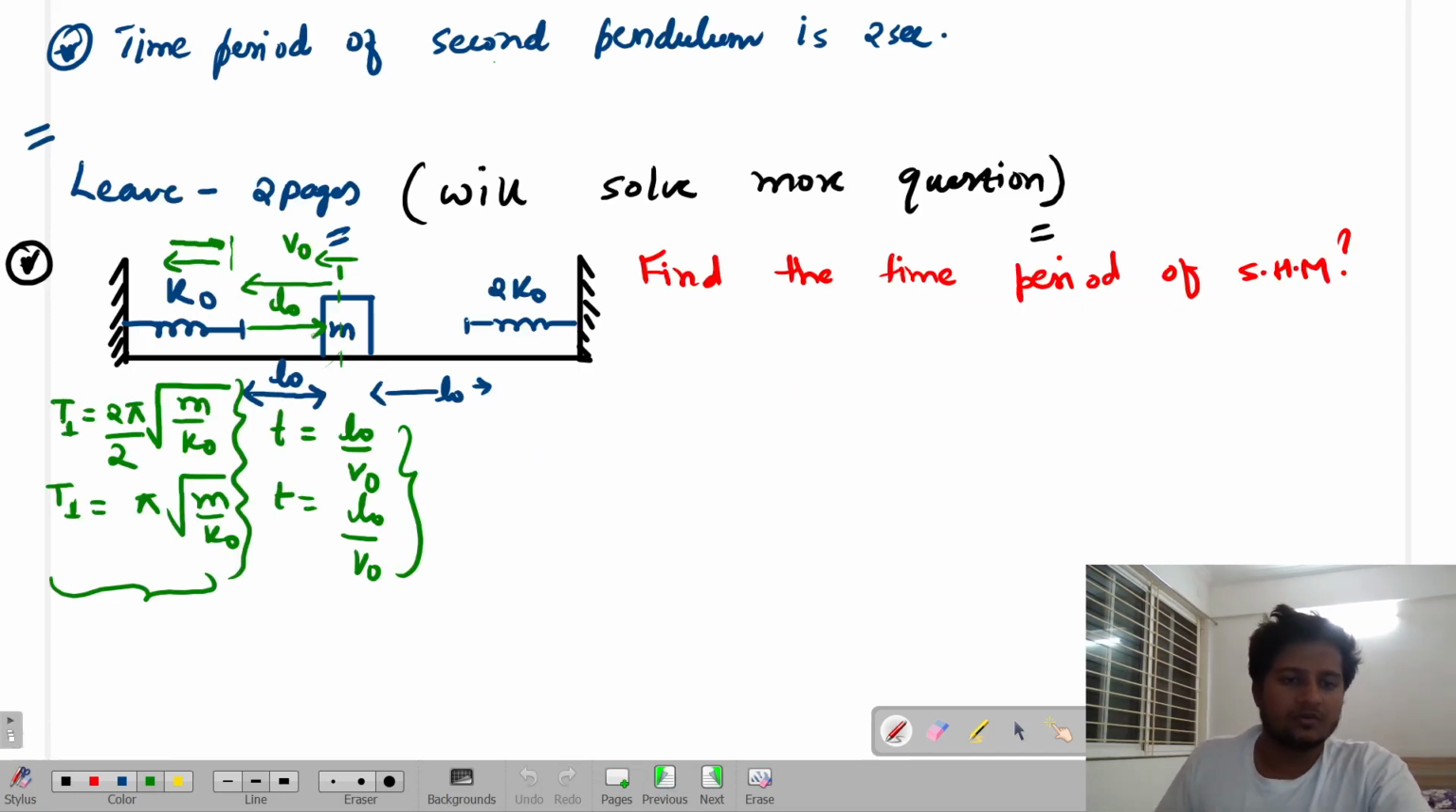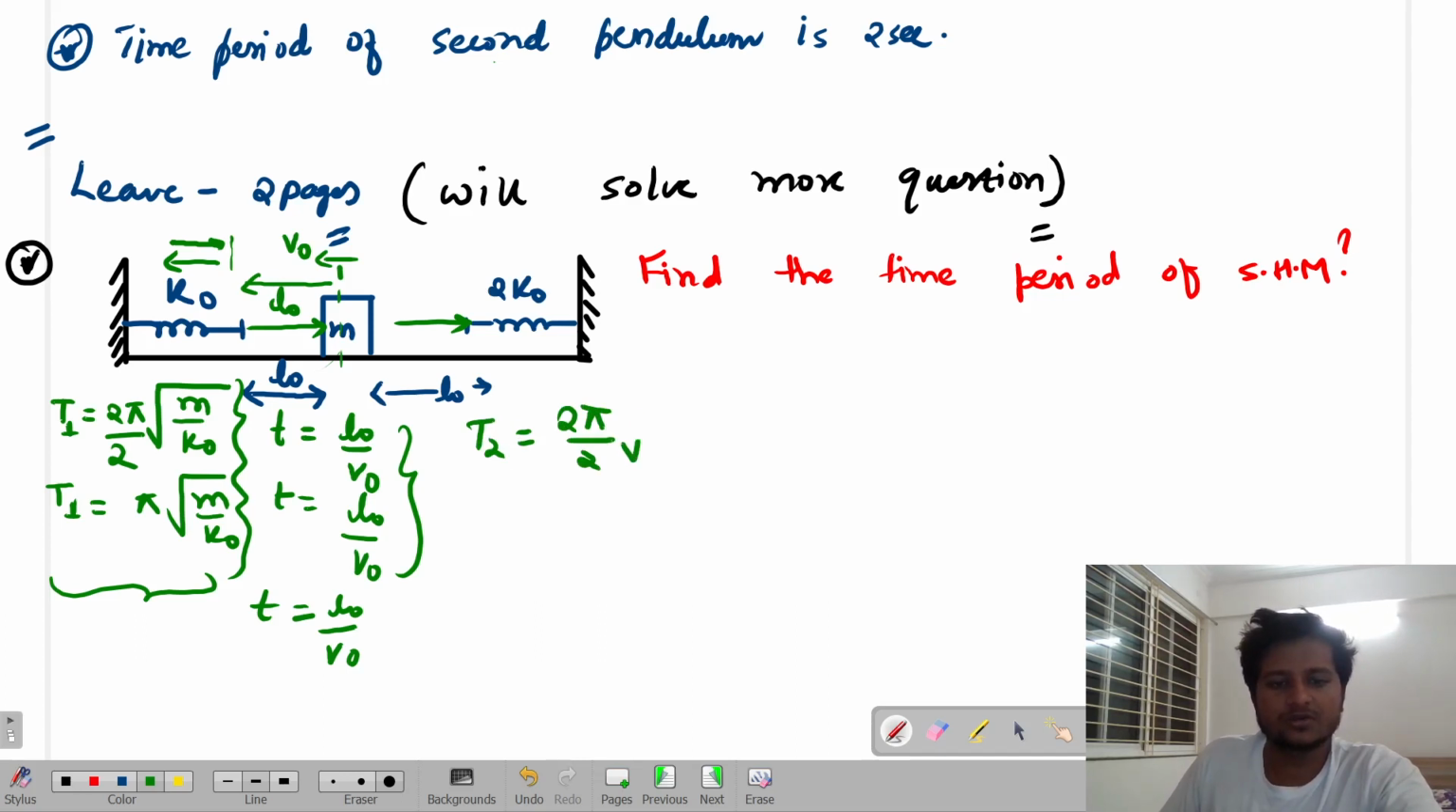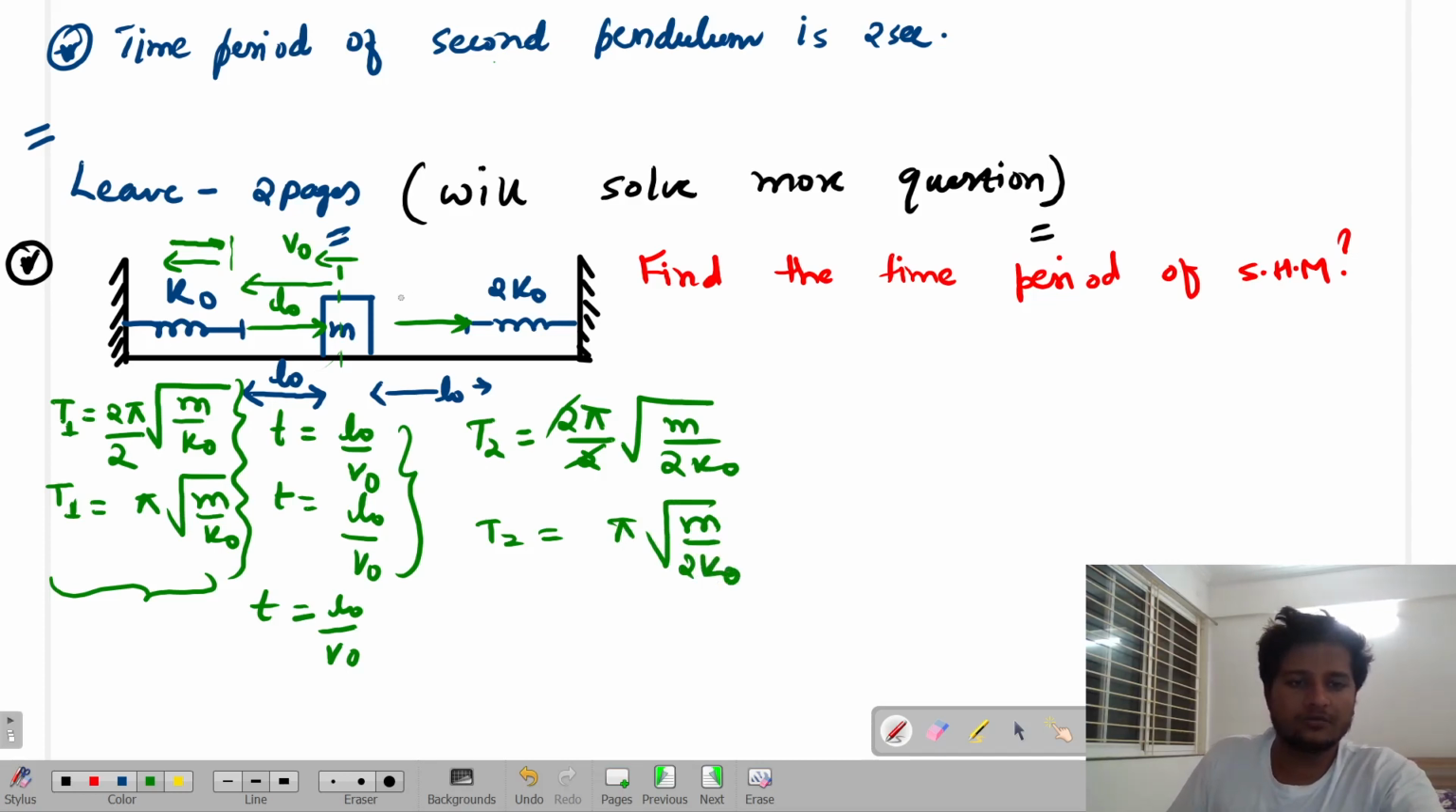So here once again it goes back, so T is L naught by V naught, once again it goes from here to here, T is equal to L naught by V naught. Then it will compress the spring, T2 of the spring, which appears as half of the actual spring, because it's not expanding, so 2 pi by 2 root under m by twice k naught, the 2s cancel, T2 is equal to pi root under m by twice k naught, and if it returns back, T is equal to L naught by V naught.